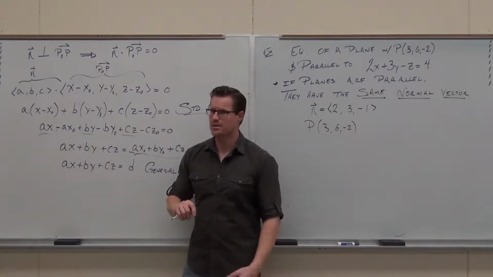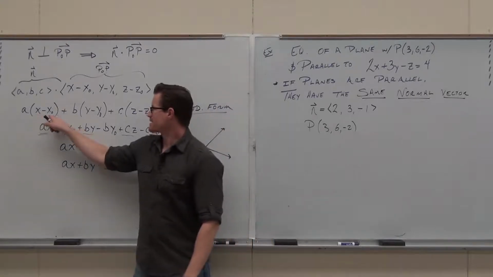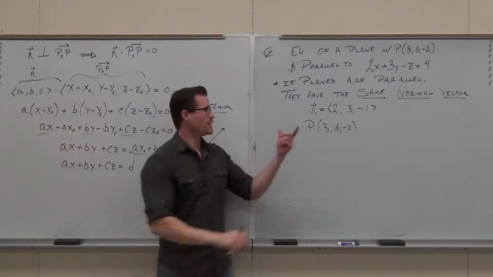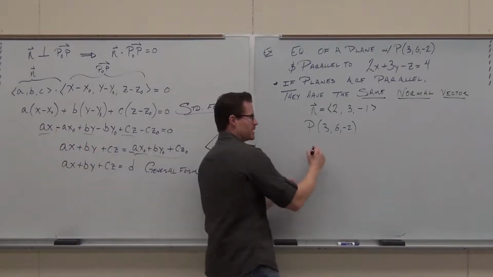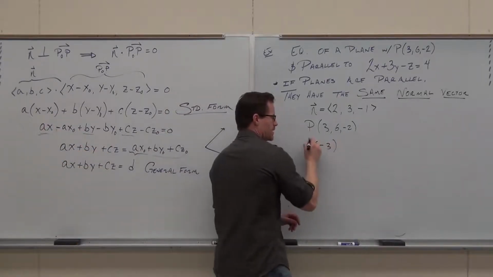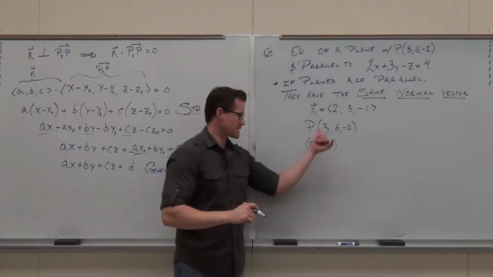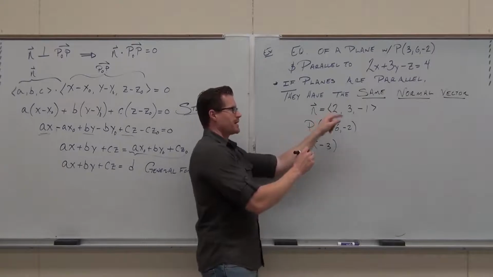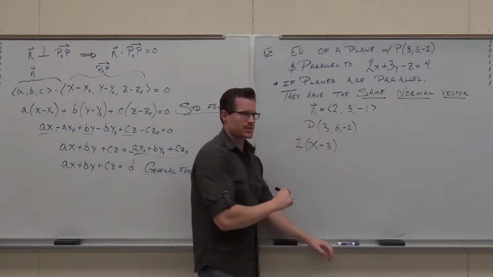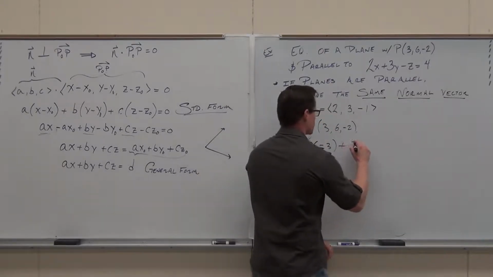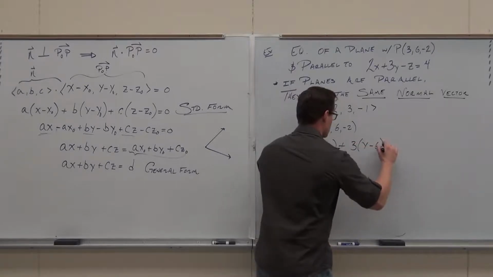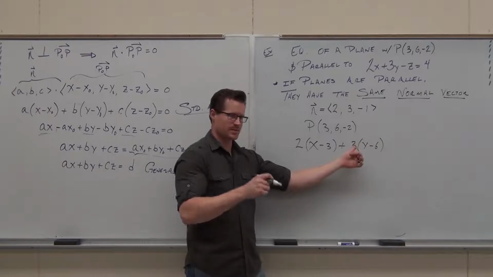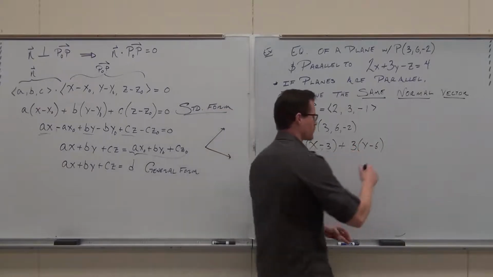So here's how I always think about it. X's and X coordinates go together. So if I build it, I know I have to have an X minus 3, because that's the X coordinate of that point. And then the vector is what goes on the outside. X minus 3, then Y minus 6. I get the 3 because that's my normal vector component for Y.